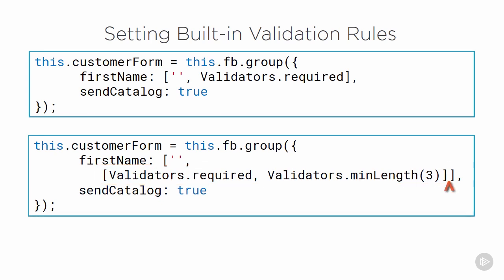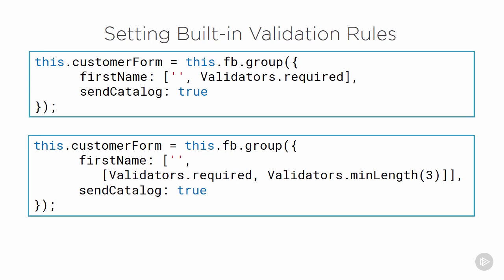The third element of the array, which is not shown here, is for any asynchronous validators. An asynchronous validator, as its name suggests, is for asynchronous validation operations. The most common use of asynchronous validation is calling a server-side validation method. To minimize the asynchronous calls, asynchronous validators are not executed until all synchronous validators pass validation.